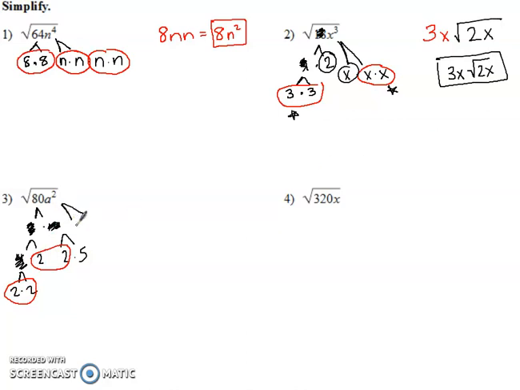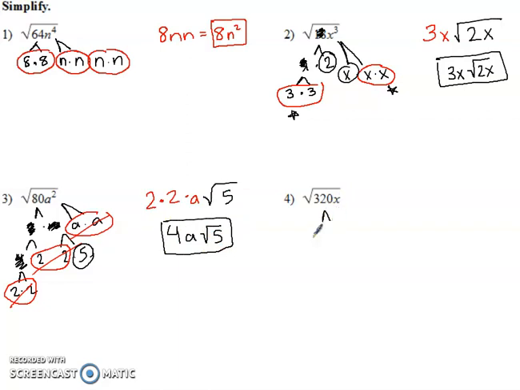My a squared is going to break down into a times a, which pairs up. So now I'll list everything that was able to come out of the radical. I had a group of 2's. I had another group of 2's, so I multiply by another group of 2's. And then I took out an a, so I multiply by an a. But the 5 was not paired up with anything, so it remains under the radical. So I've got 4a times the square root of 5.